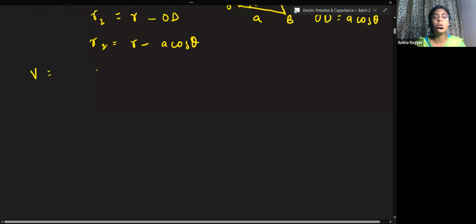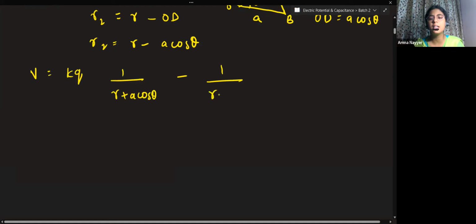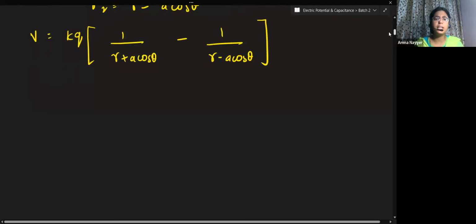So we will be what? We will take KQ common. Let KQ be common only: 1 by R plus A cos theta minus 1 by R minus A cos theta. Instead of R1 and R2, I'm writing the values that we have derived right now. So let's take the LCM because no other option is there.